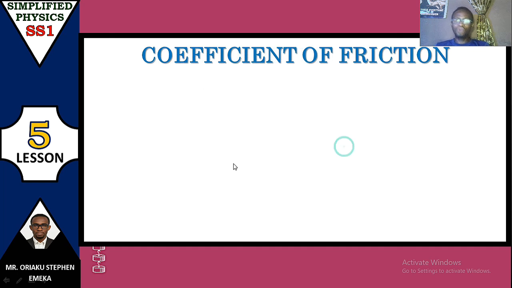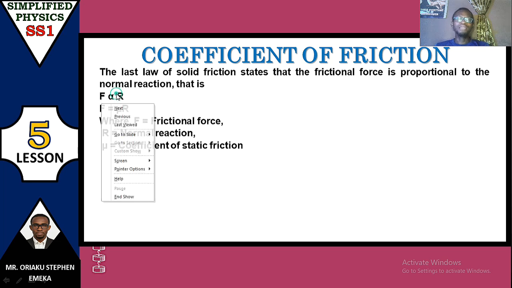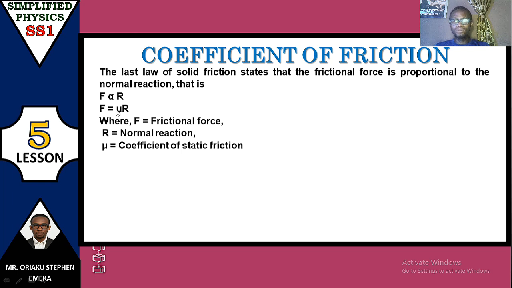So let's go to coefficient of friction. Now from the last law we said that what? Frictional force is proportional to what? Normal reaction. So that gives us by mathematical expression that frictional force, which is F, is directly proportional to what? R. So the constant is what?